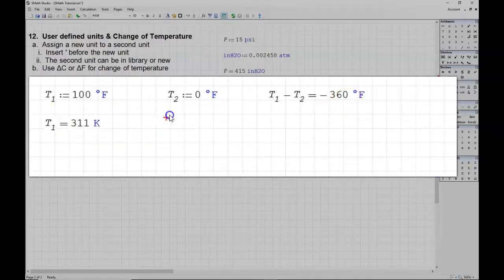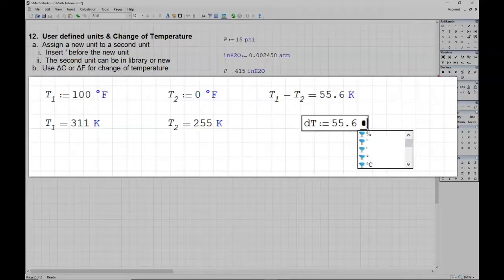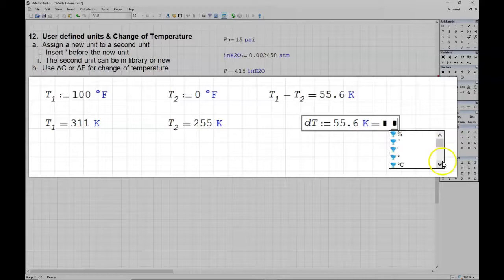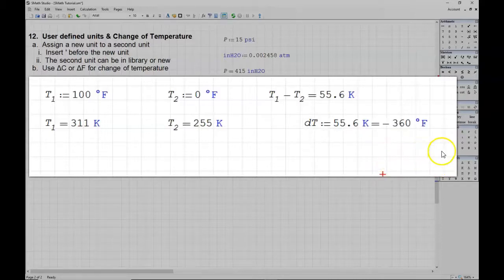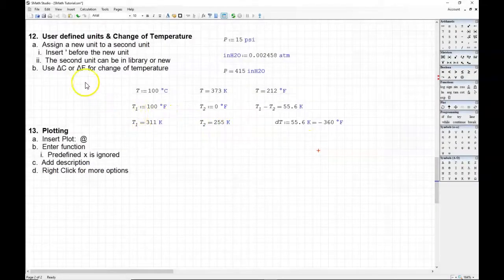Let's go T1, T2. We'll leave the default units of Kelvin, and we can see that the difference is about 55, 56 degrees. Let's put this back into Kelvin. So here's what happens. It takes T1, converts it to Kelvin, takes T2, converts it to Kelvin. Then the difference between those two is 55.6 Kelvin. And let's just call delta T equal 55.6 Kelvin. If I make that equal into degrees Fahrenheit, we'll get that 360 again, or negative 360. So what do we do? We need to use a delta C or a delta F when we're using change of temperature.